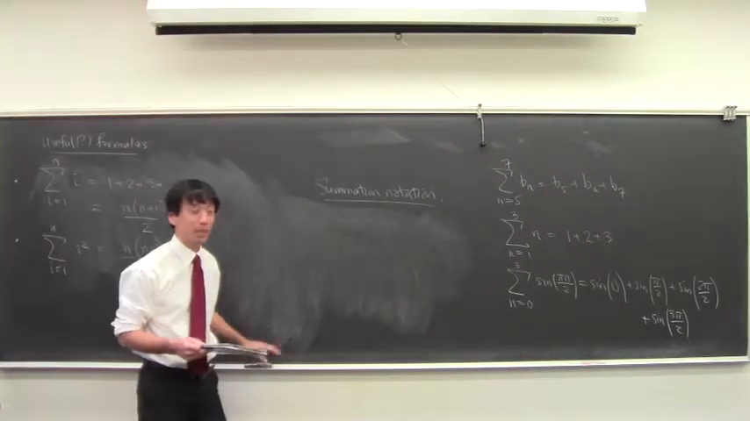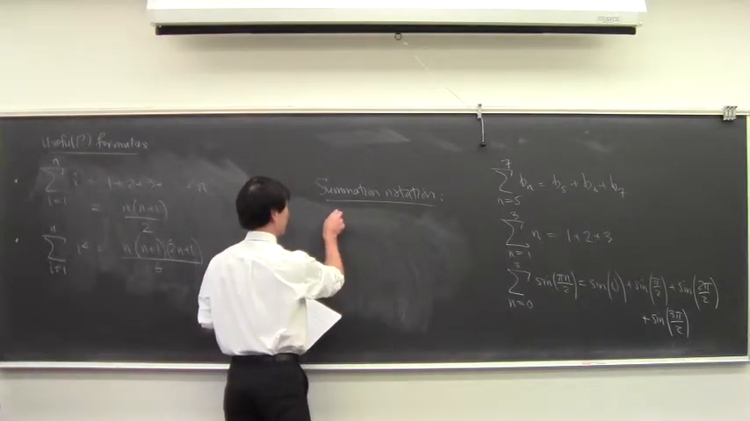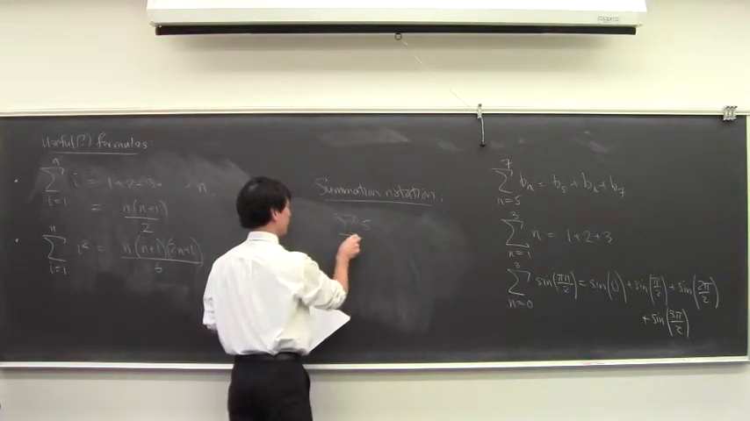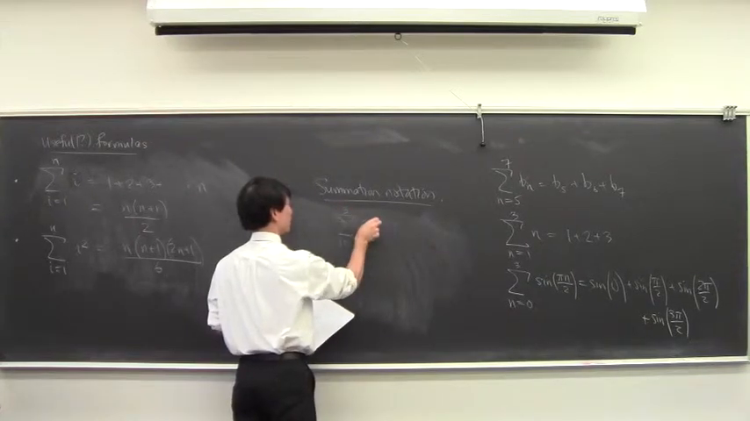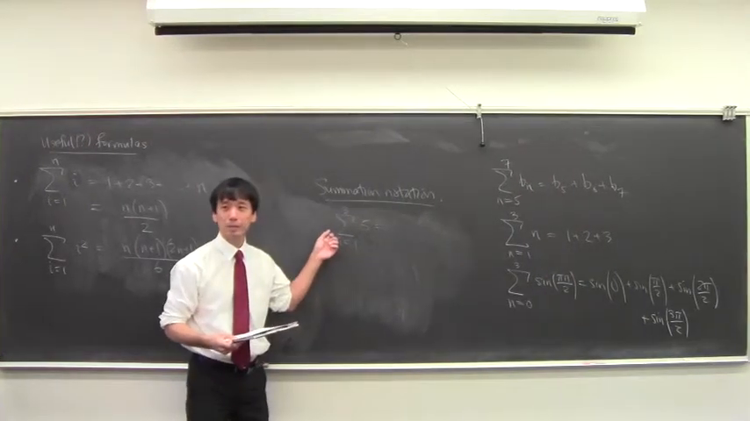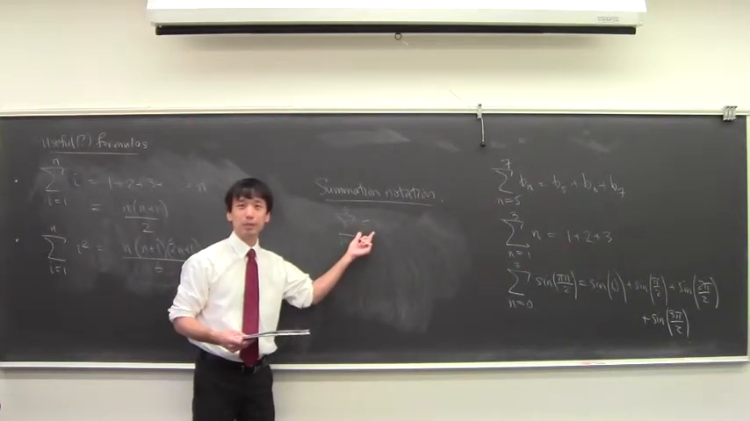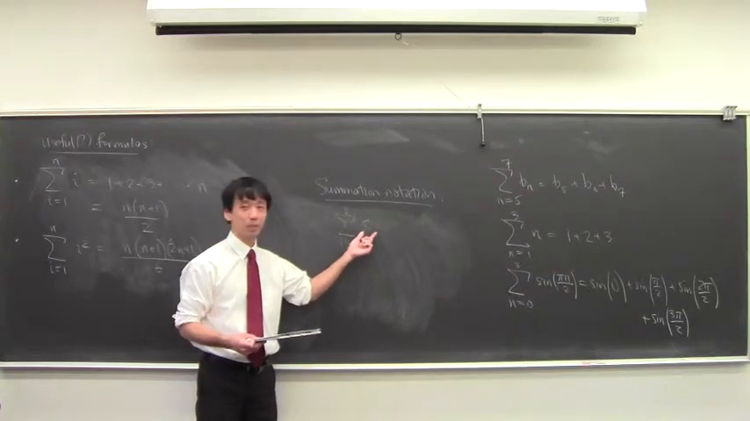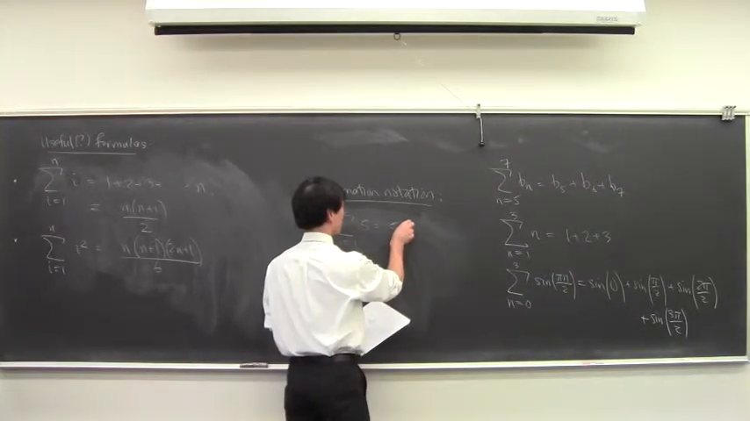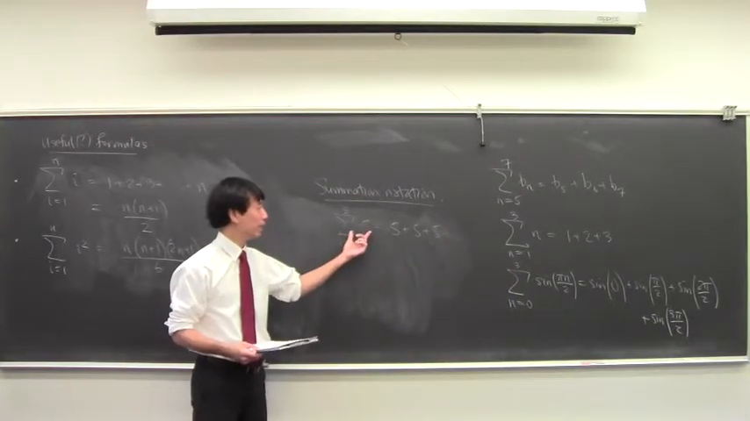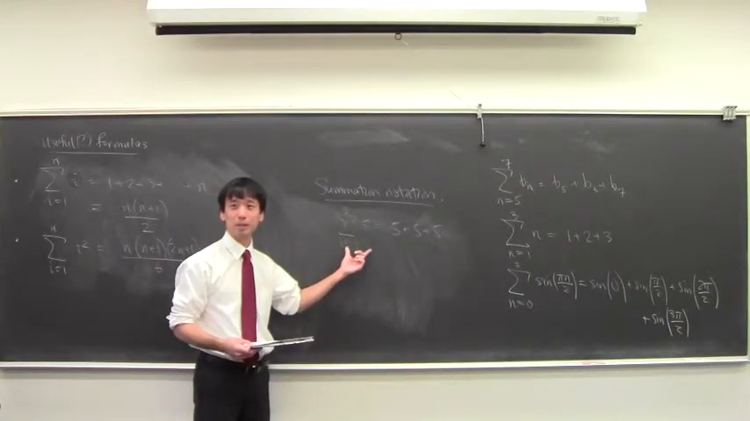A couple things to notice about sigma notation. If I have something like this, the sum of a number, so 5, from i equals 1 to 3, that's actually going to stand for your sequence is constant, right? Your sequence is just the number 5. So the sum here is just going to be 5 plus 5 plus 5. Okay. Some people get confused by that, but I hope it makes sense, right?